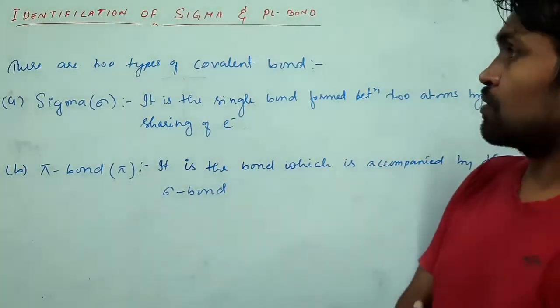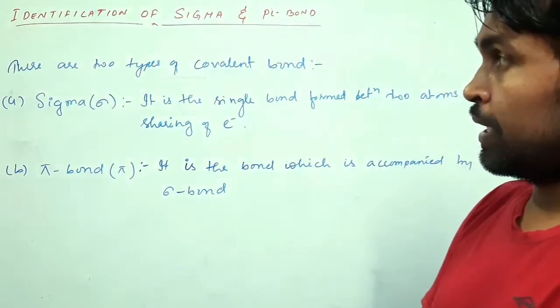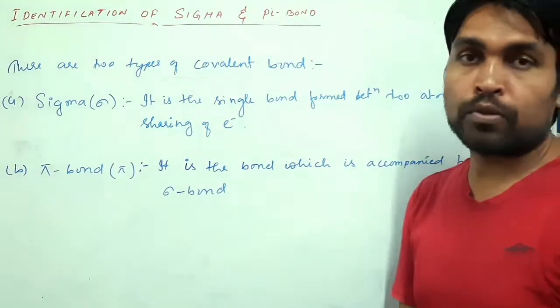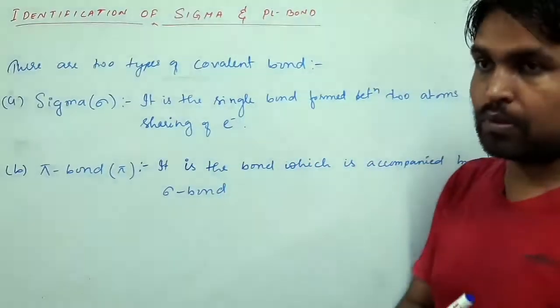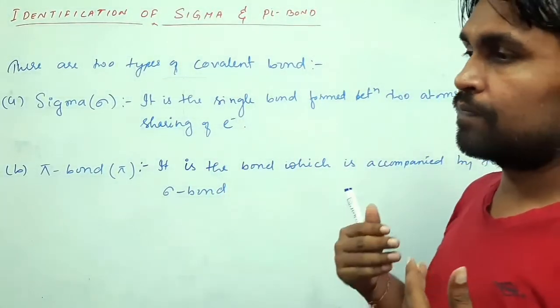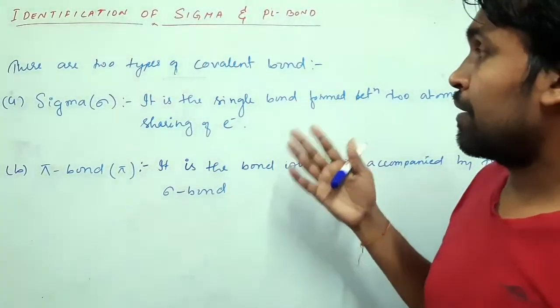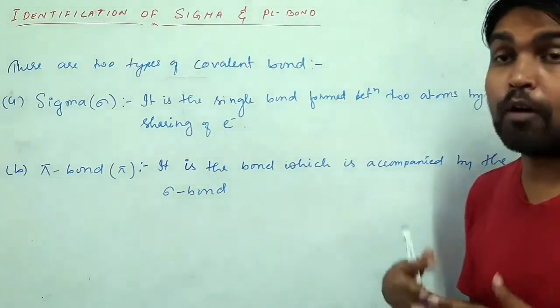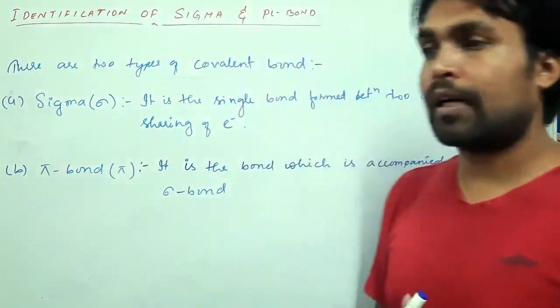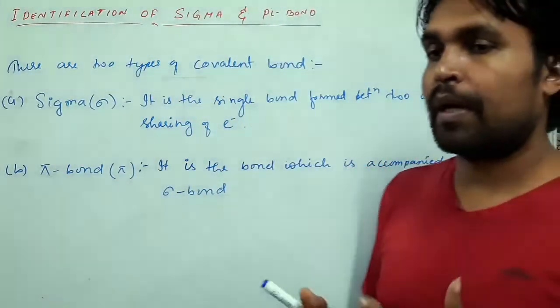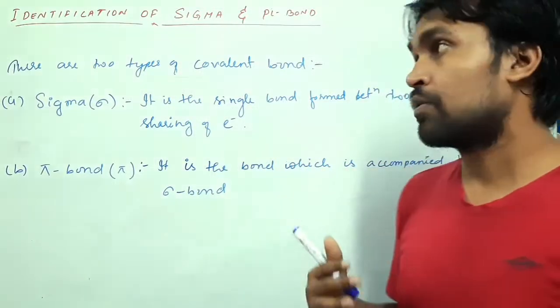And dear students, today we are going to learn our next topic. The next topic which we are going to discuss today is identification of sigma bond and pi bond. We are going to learn how to identify sigma bonds and pi bonds, and how many sigma and pi bonds are present in a hydrocarbon or an organic compound. We are going to learn this.